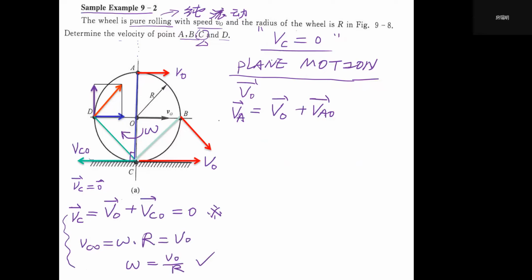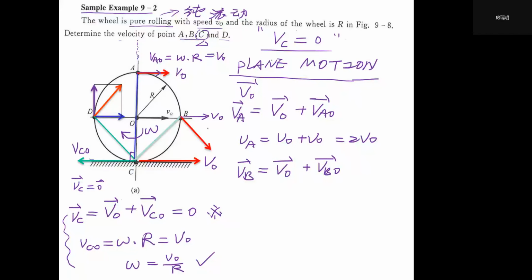Here, this VO and our VBO will be perpendicular to the link line OB. Once again we use this dashed line, and along the CW direction of omega, rotate another 90 degrees. We find our VBO. This is our VBO.